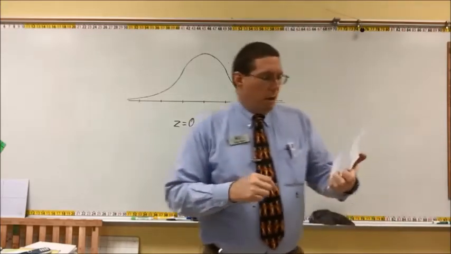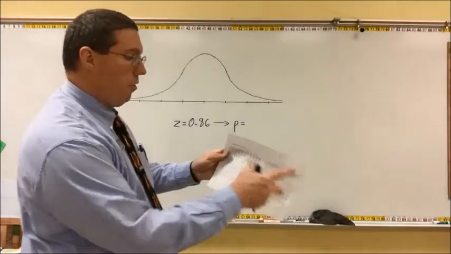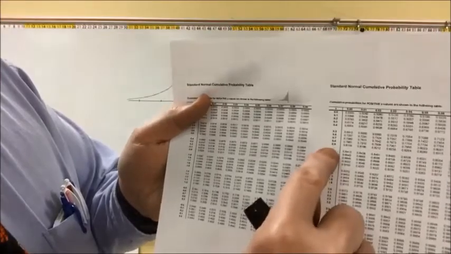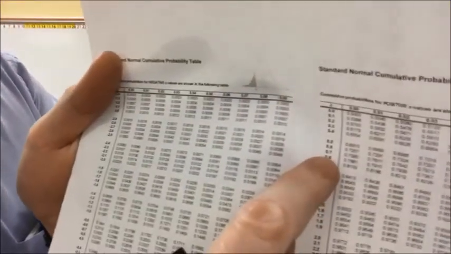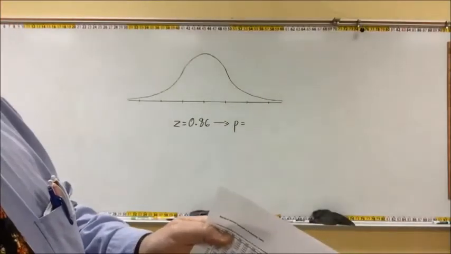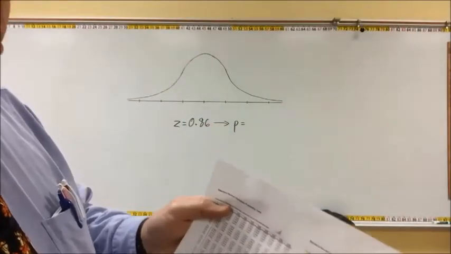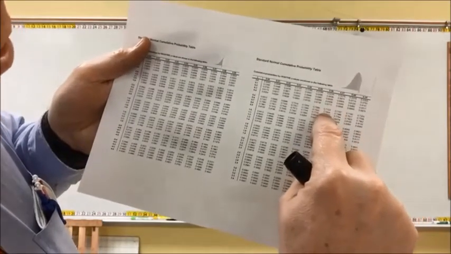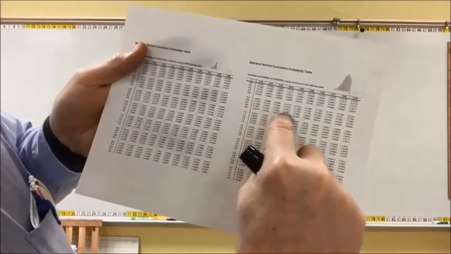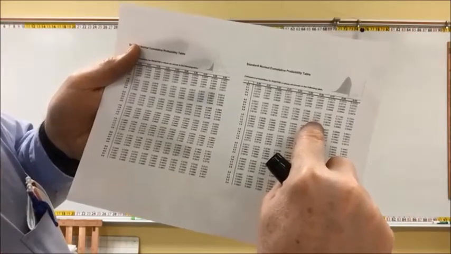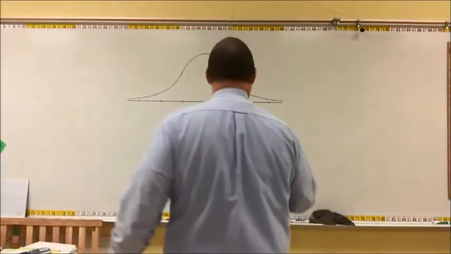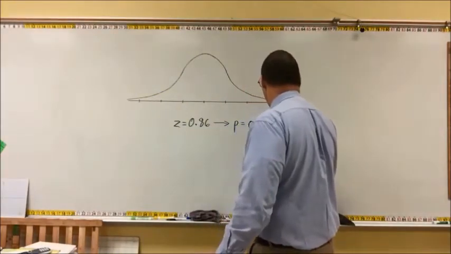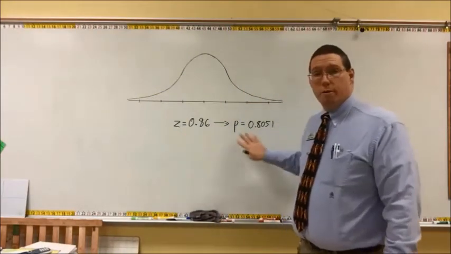All right, so it's positive, so we're going to go to this side of the page. We're going to go to where we find 0.8, which is right about there. Do you see the 0.8? And then we're going to go across to the 6, over here to 0.06. See that? We're going to go down, and 0.06 to the 0.8 row, the number right there is 0.8051. And so we just turned a z-score into a p-value.